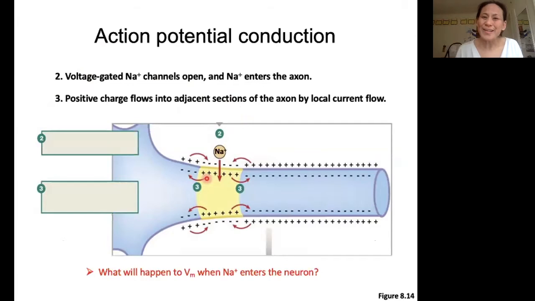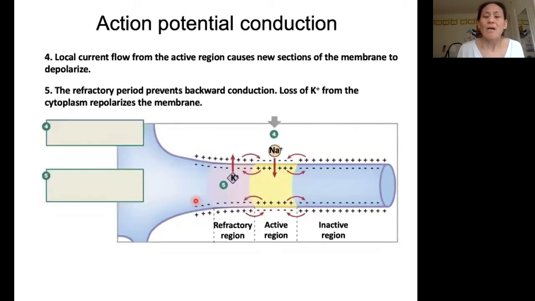Okay, hopefully that was also a fairly simple question for you to answer. When the sodium comes in, it's going to depolarize the membrane, right? So here in this figure, sodium is coming in here. It's going to depolarize this area of the membrane here. It's going to depolarize this area of the membrane here. These little arrows show you the flow of the sodium ions, but I wouldn't worry too much about that.